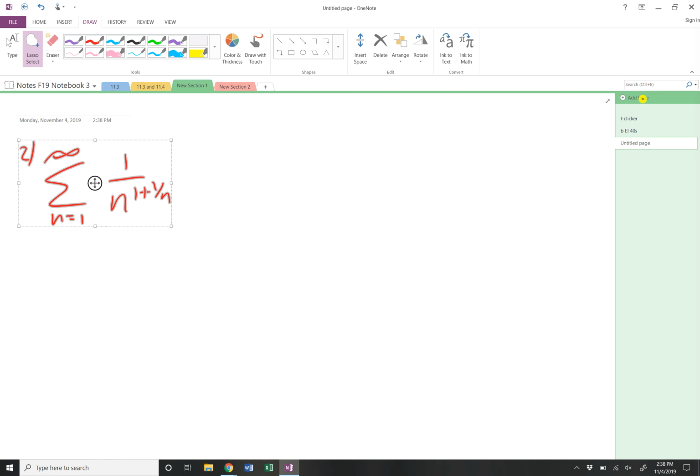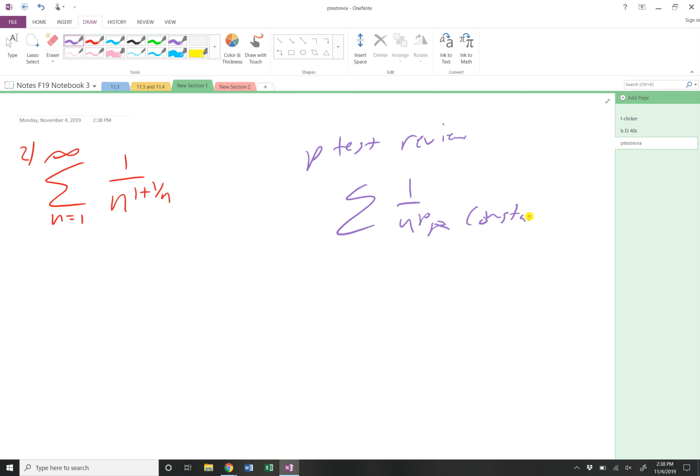Okay, that question was, what's the p-test? So the p-test: if you have a series of 1 over n to the p, where p is a constant, then the series converges if p is greater than 1. Does that help? And it diverges if p is less than or equal to 1.